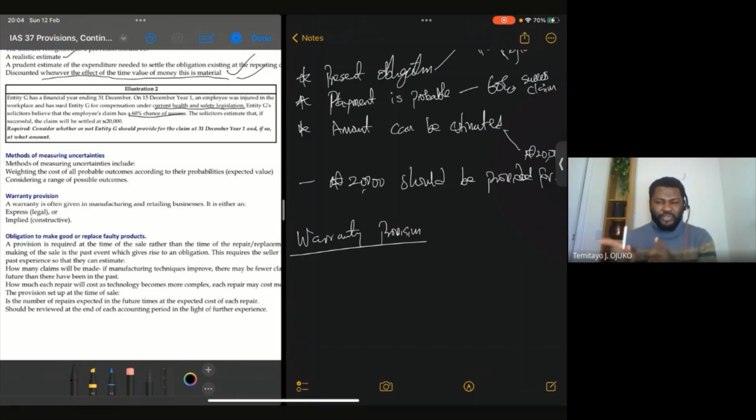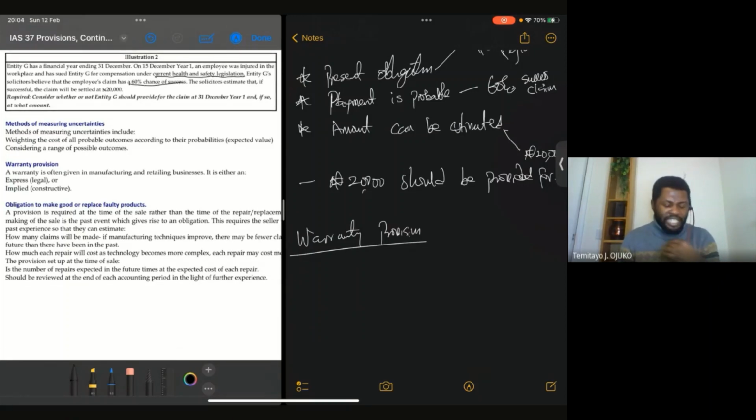In this case, the provision is made by the manufacturer, because the manufacturer has assured you that we are going to give you a warranty of 2 years. Then the manufacturer needs to make a provision for any defaults that will result in a customer bringing back the goods or the item to the company for repair. So this is a typical example of a warranty provision. A warranty is often given in manufacturing and retailing business. It is either express, maybe written in the design document, or implied, maybe constructed based on your past practice. You normally do a warranty.